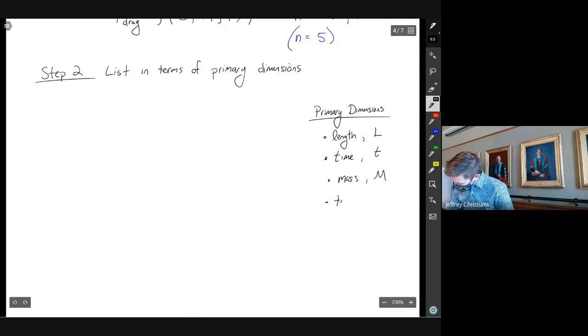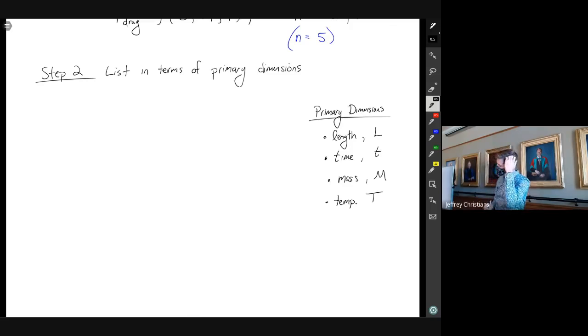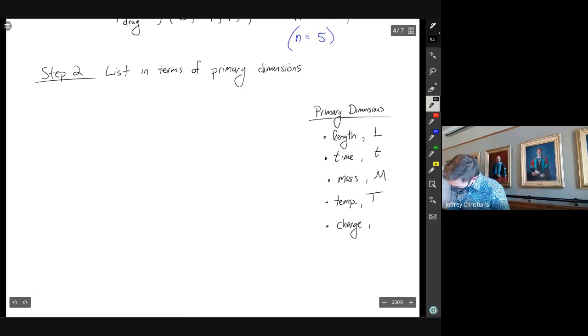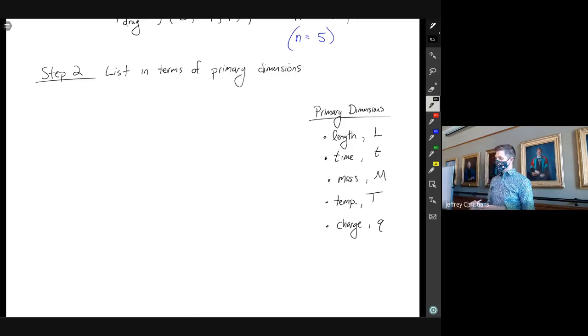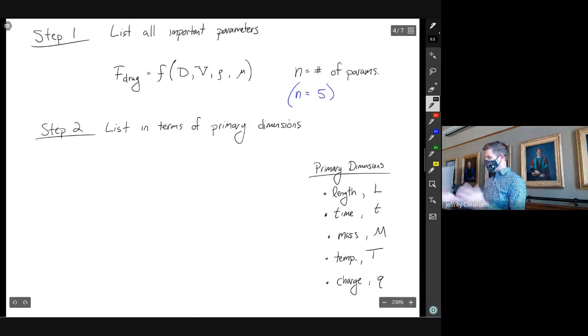Temperature. Brightness. Often run into that in fluids, but you would in heat transfer. Any other ones? Charges, yeah. You can't break up a charge into mass or temperature or something. So charges. Okay, those are the most common ones. Those are primary dimensions. You can't split them up. We're going to break our variables or our parameters up into their primary dimensions.